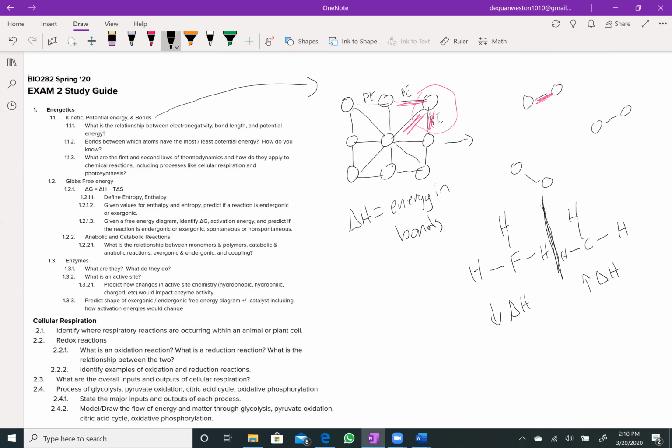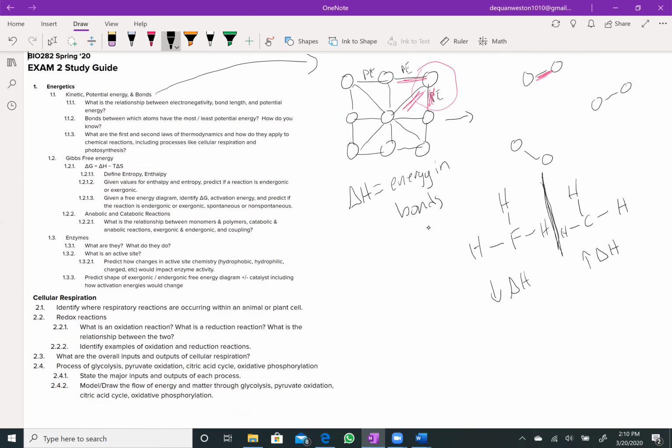It has less because it's electronegative, and the bond length, so I'm just going to do BL's bond length, is shorter. So the bond length is shorter, which means it's a lot more stable, and so it has less enthalpy, and it also has less potential energy. And saying enthalpy and potential energy, they're interchangeable. It's kind of synonymous, same thing, basically. This one has more potential energy.